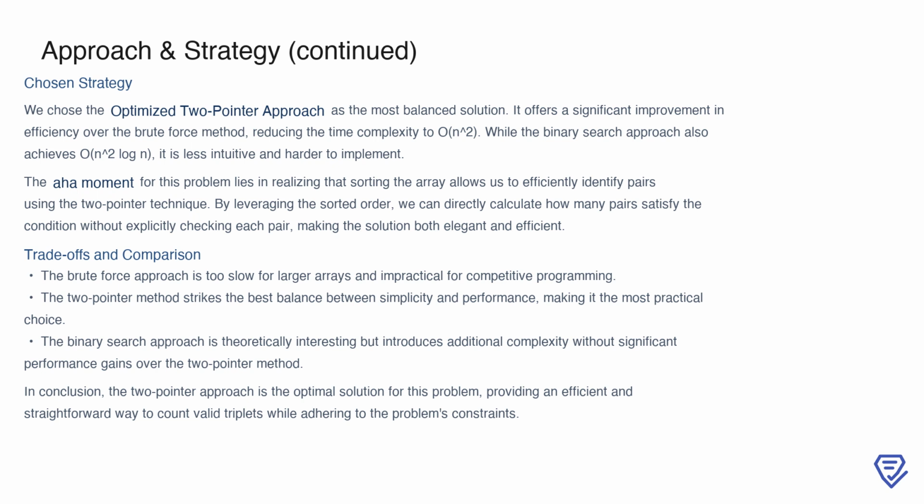The key insight, or aha moment, in this problem comes from recognizing that sorting the array allows us to leverage the two-pointer technique to efficiently count valid triplets. By calculating the number of valid pairs directly, rather than iterating through each one, we save time and keep the solution elegant. In conclusion, the two-pointer method strikes the best balance between efficiency, simplicity, and practicality, making it the optimal choice for solving this problem.